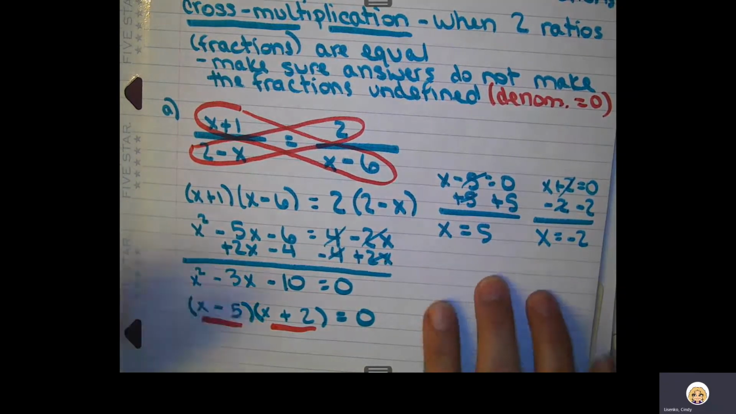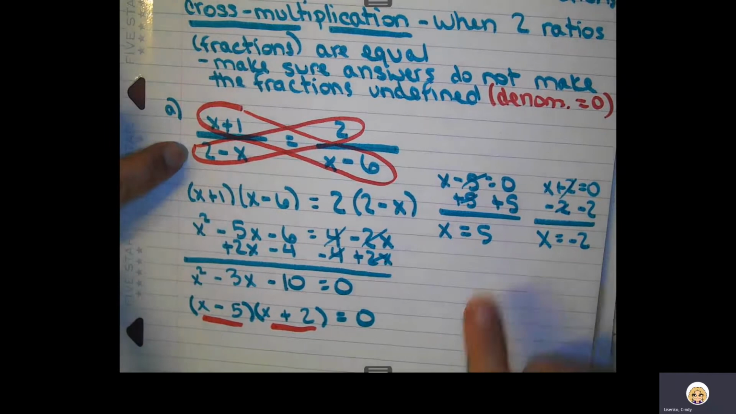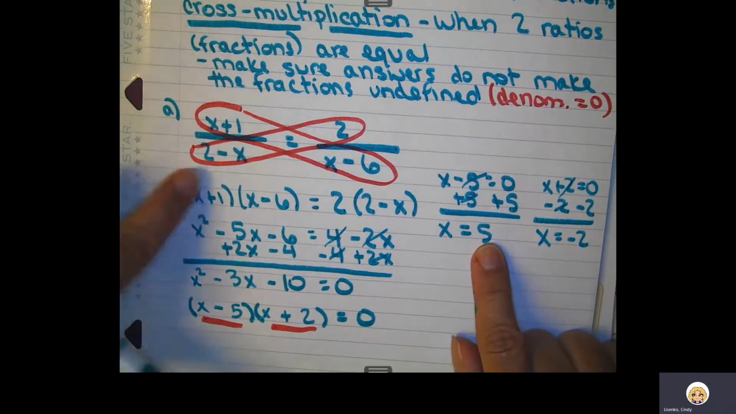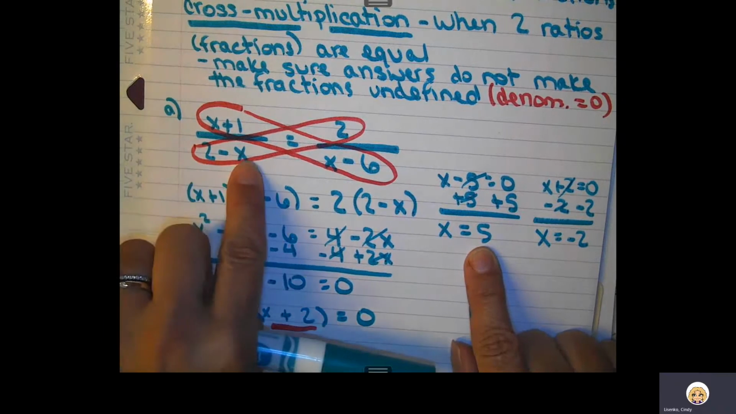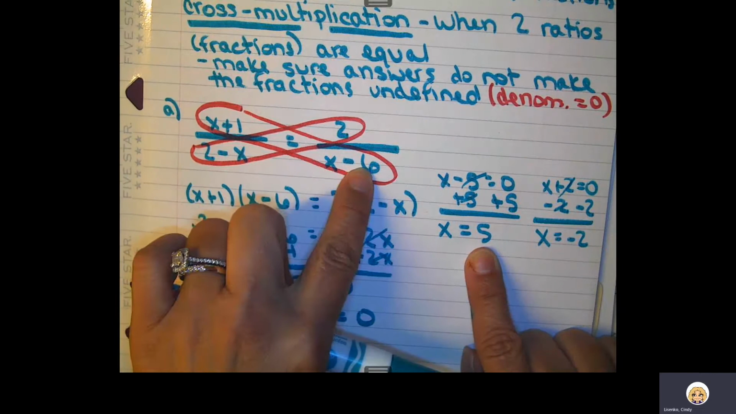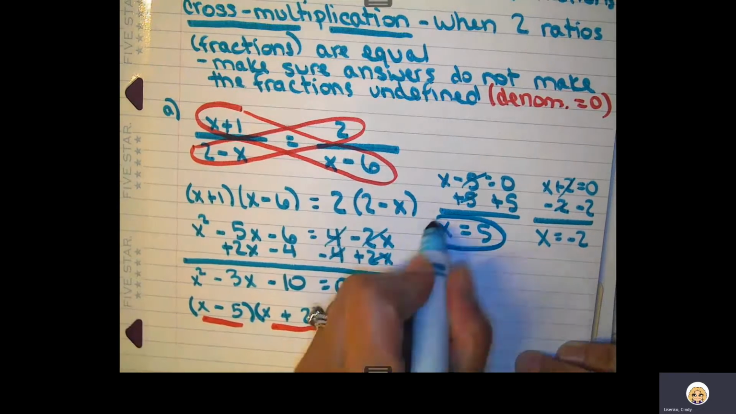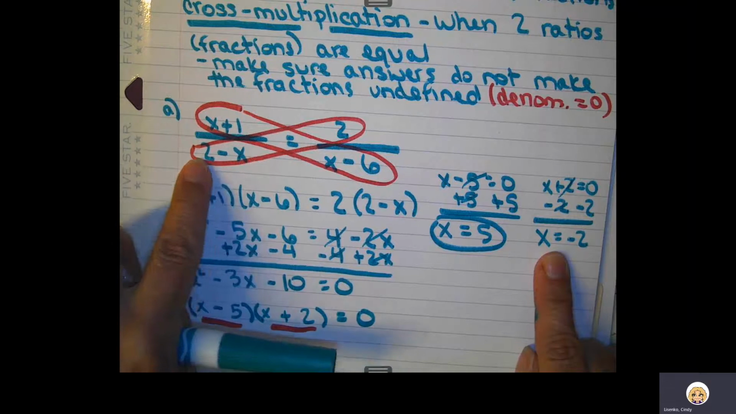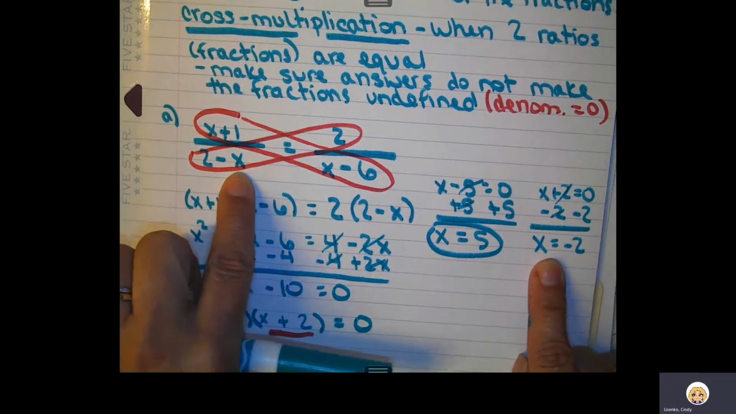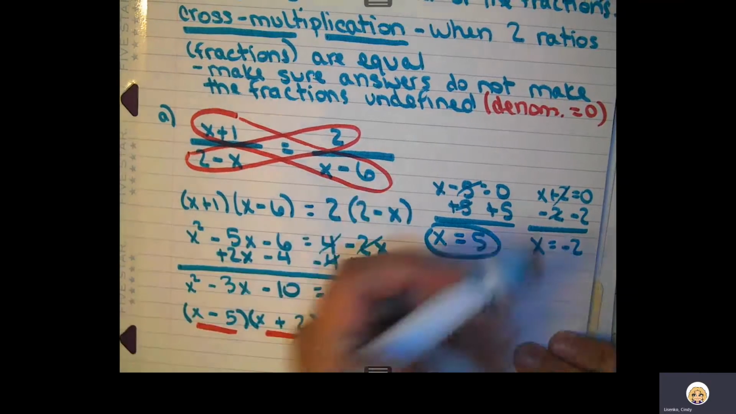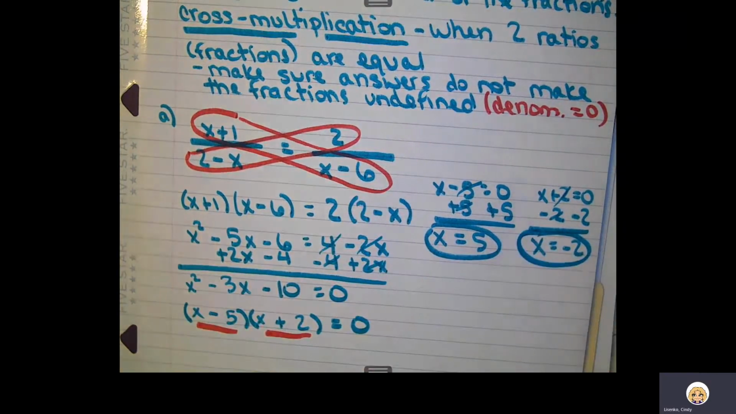I want to go back to my original equation, and I want to plug these in to make sure the bottom doesn't equal 0, because if it does, it won't be the answer. So if I plug in 5 here, 2 minus 5, that's negative 3, so that's okay. We don't want 0. 5 minus 6 is negative 1. That's okay. So there's one of our answers. Over here, if I plug in a negative 2, 2 minus negative 2, that's 4. If it was 2, then it wouldn't work. Negative 2 minus 6 is negative 8. That doesn't give us 0, so we're okay, as long as we don't get 0 on the bottom.